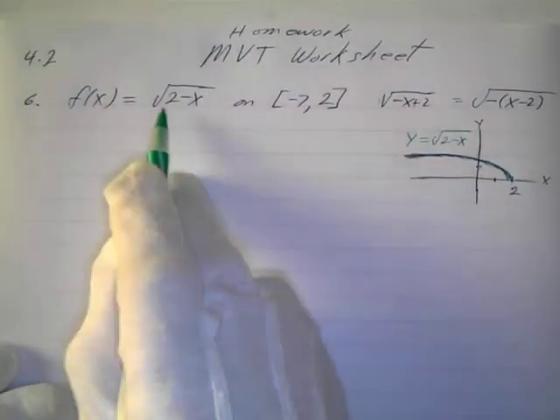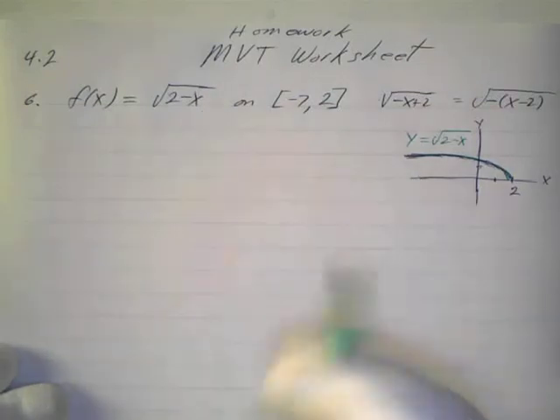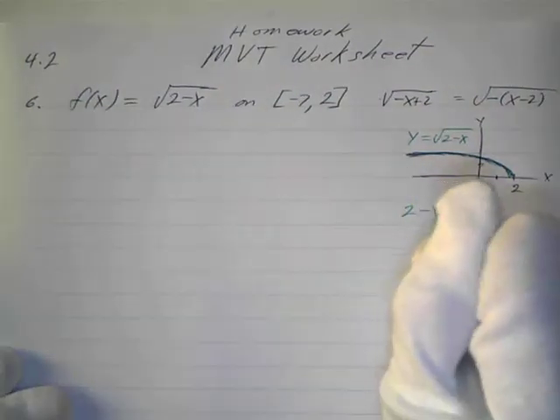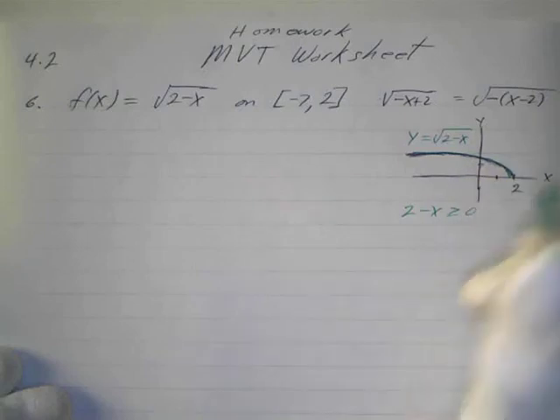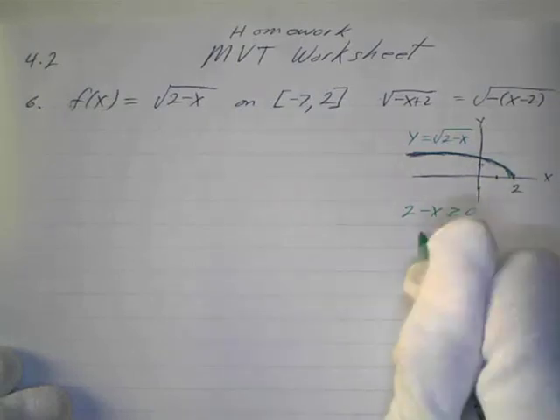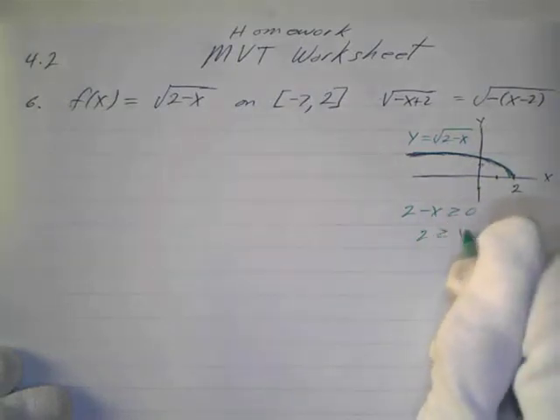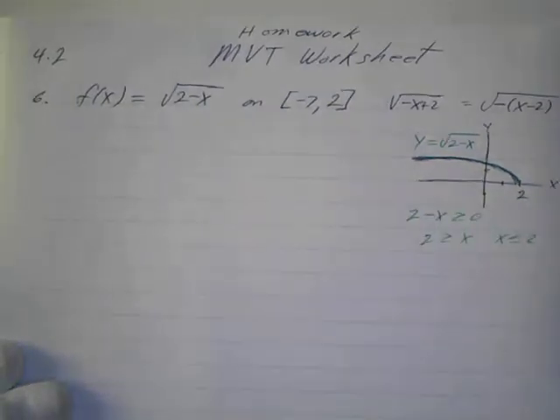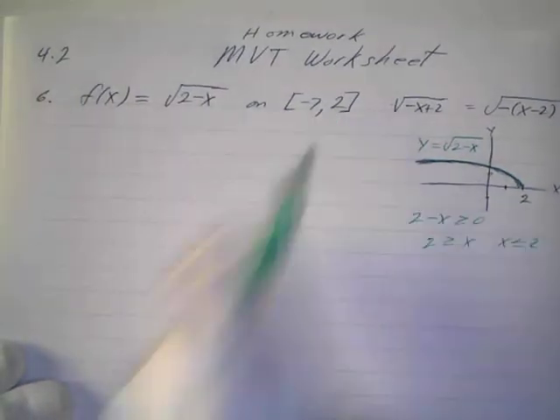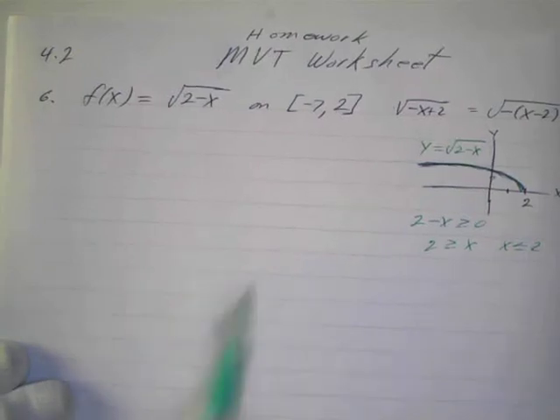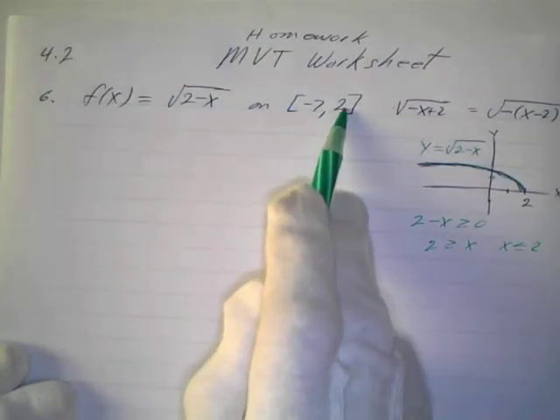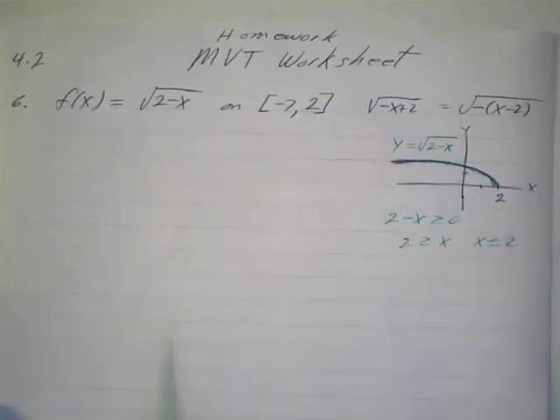We also know that 2 minus x has got to be greater than or equal to 0 for it to be defined. So we could say 2 has got to be greater than or equal to x, or x has got to be less than or equal to 2. So again, on this closed interval, we're okay. It's all right because it's less than or equal to 2. If there was a 3 there, we'd be in trouble, because it wouldn't be defined.